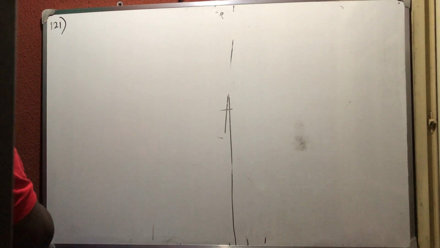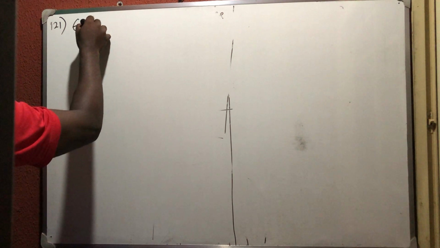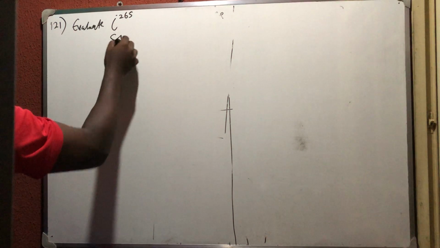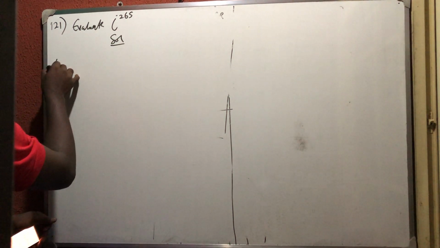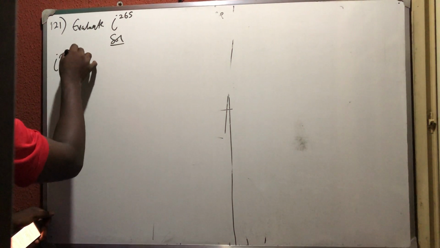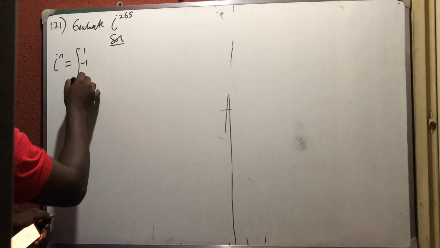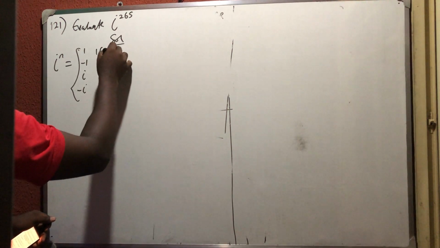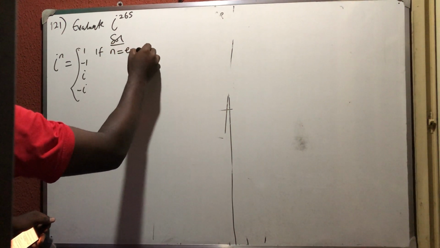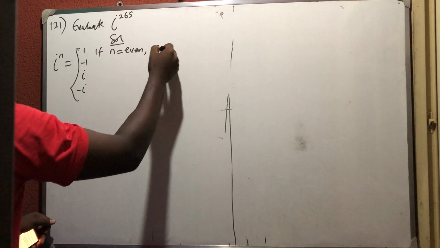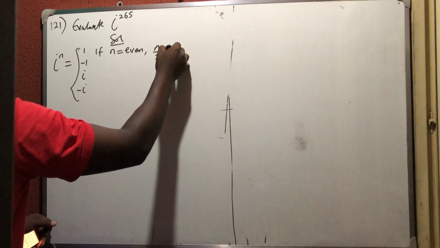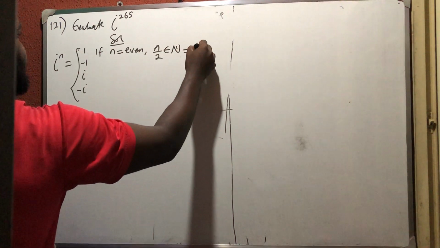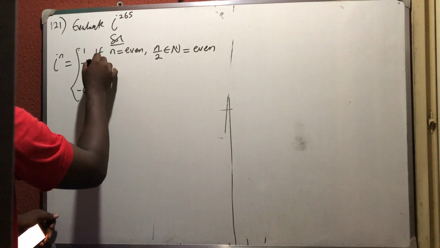Question number 121 said evaluate i raised to power 265. Very simple solution. We know that i raised to power n is equal to, we have 4 answers: 1, minus 1, i and minus i. So it is 1 if n is even, and n over 2, which must be an element of a natural number, must be equally even. Okay, then the next one, what?